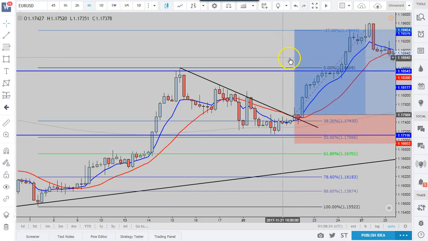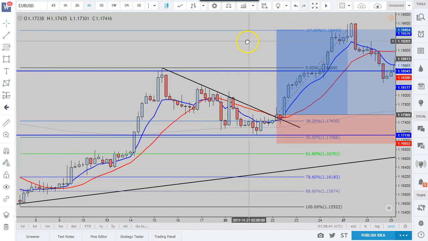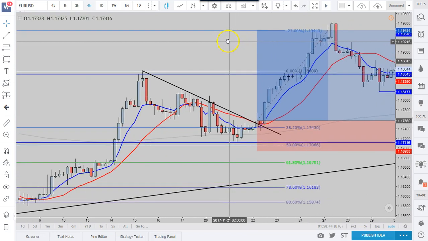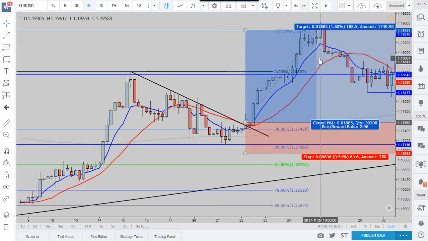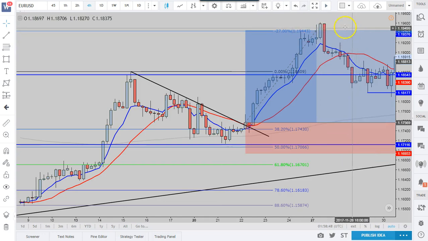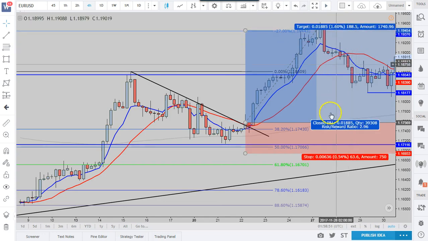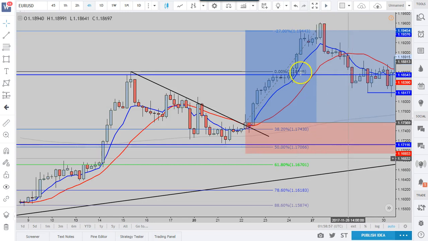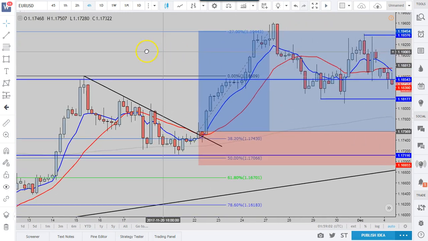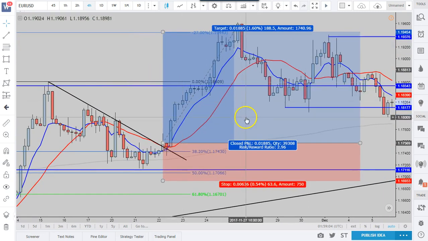And you can see how price respected it. You can see how price hit our target of the minus 27 extension level. You can see how price dropped. It's like magic. We had about 188 pips, and then we reached 63 pips for this move. So you can see how price dropped. Okay, so that's how to use the ABCD trend continuation.